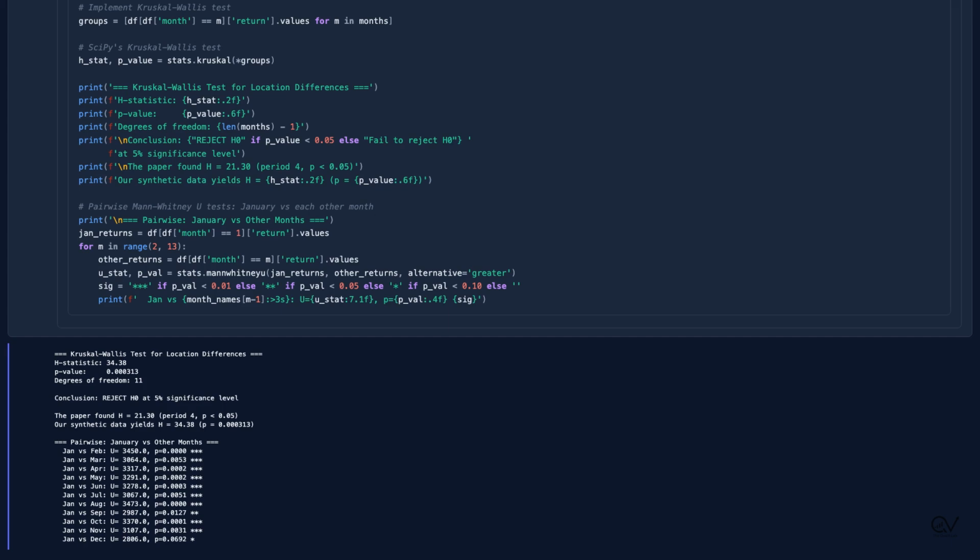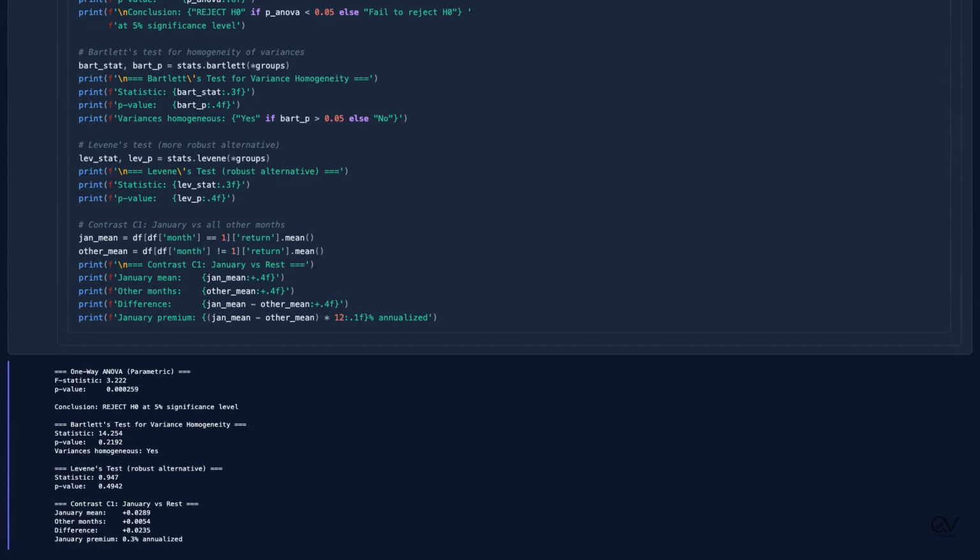The pairwise Mann-Whitney tests drill deeper. They show January is significantly higher than nearly every other month at conventional significance levels. The triple asterisk indicates significance below the 1% level. And you can see that January dominates across the board. Even the stronger months like December and November show significant differences from January in many cases.